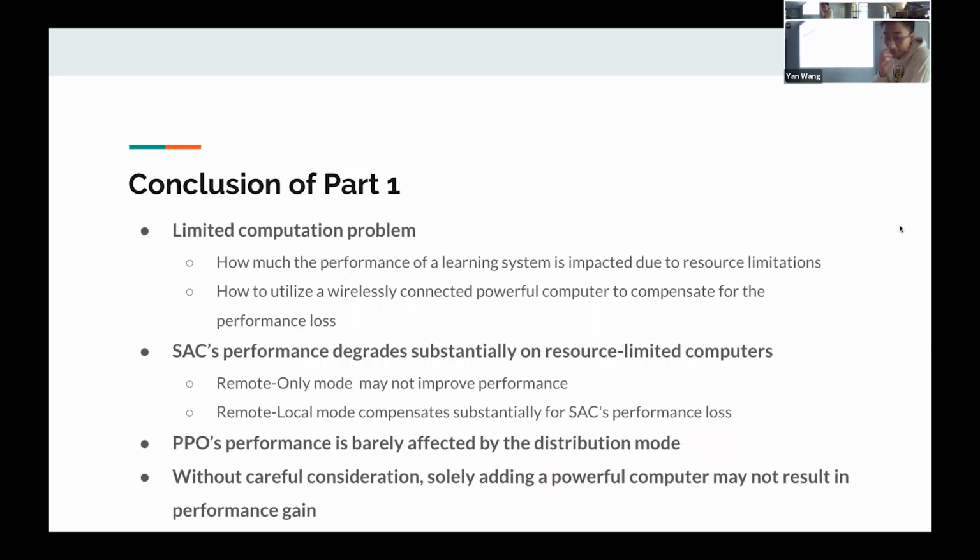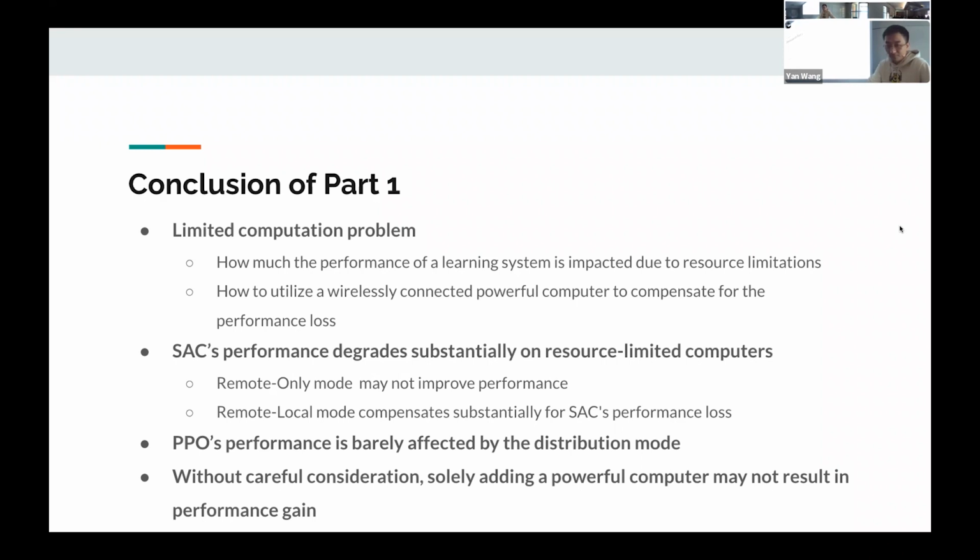Okay. Conclusion. The first part of my thesis investigated how much the performance of a learning system is impacted due to resource limitation and how to utilize a wirelessly connected powerful computer to compensate for the performance loss. For this purpose, we introduced two vision-based tasks and the ReLoD system. Our experiment demonstrated that when SAC runs on a resource-limited computer, its performance could be substantially reduced.